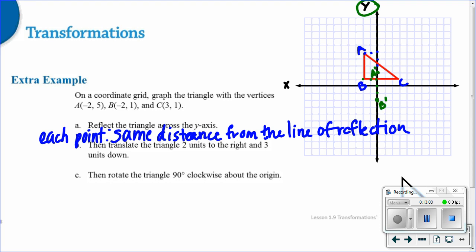All right, and now I have C to deal with. So again, 2 units to the right. So I'm starting here, 1, 2, and 1, 2, 3 down is going to be C prime. So I'm going to connect those points the best I can. And so we can see that all we've done is taken that image and kind of slid it diagonally. It hasn't been turned or flipped. It's just been slid diagonally down to the right.